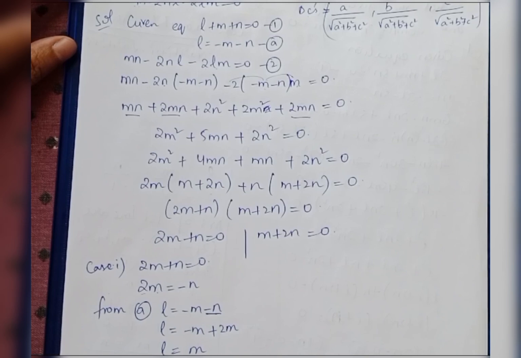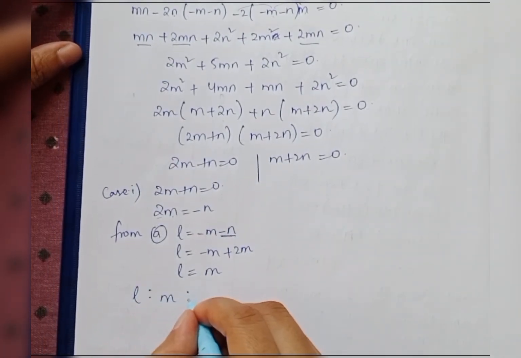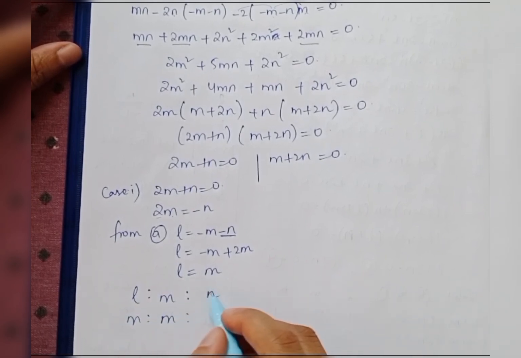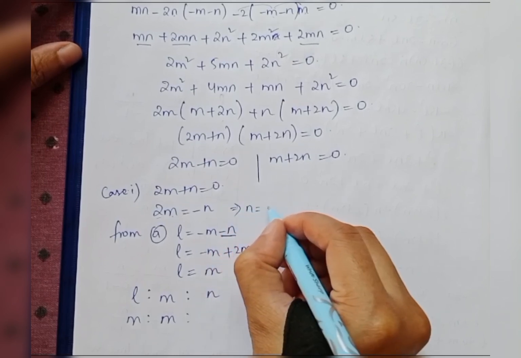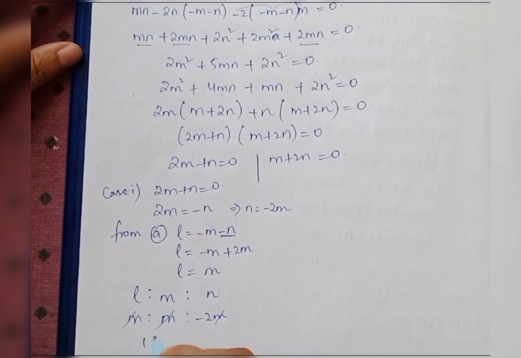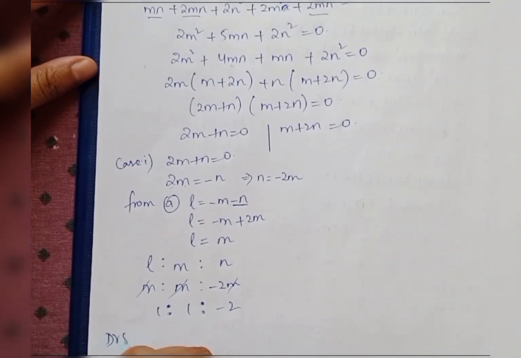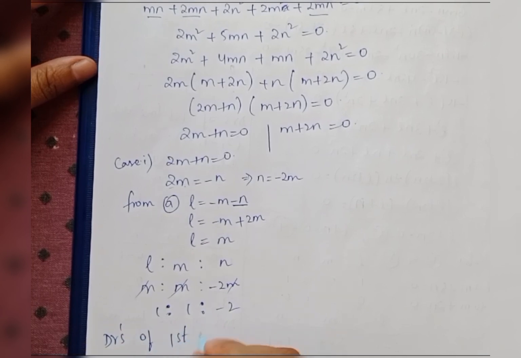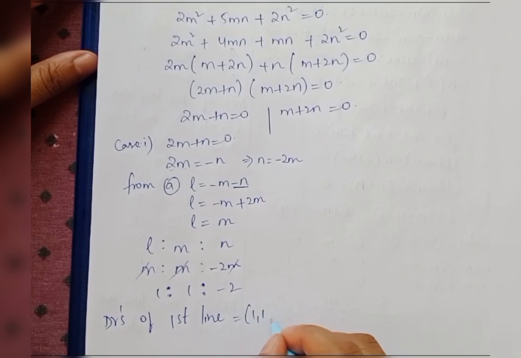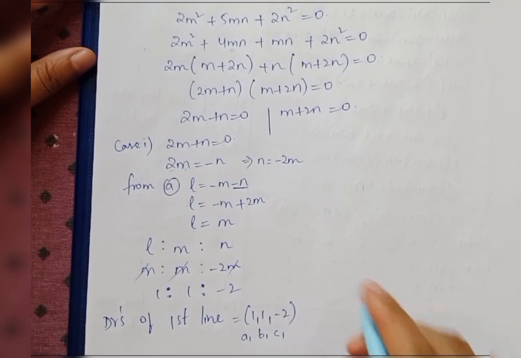Okay. So getting the direction ratios. So it is L is to m is to n. So the L value is m only, and the n value from here we'll get n as minus 2m. So it is minus 2m. M gets cancelled. So it is 1 is to 1 is to minus 2. So DRs of the first line can be given by 1 comma 1 comma minus 2, which is the value of a1, b1 and c1.